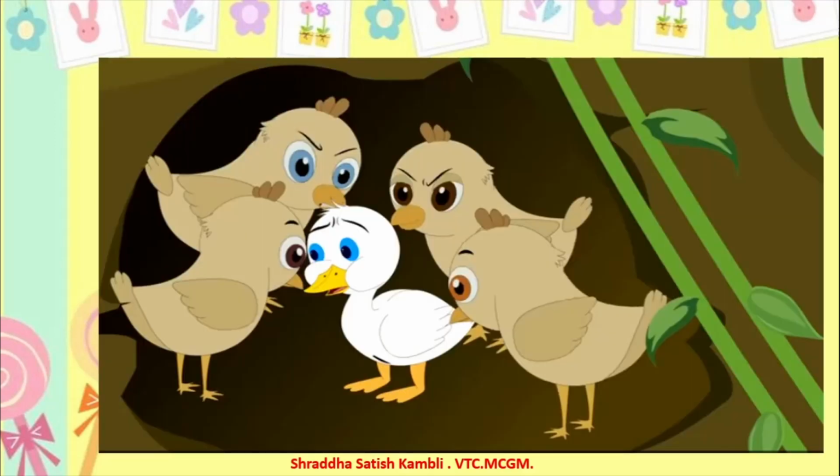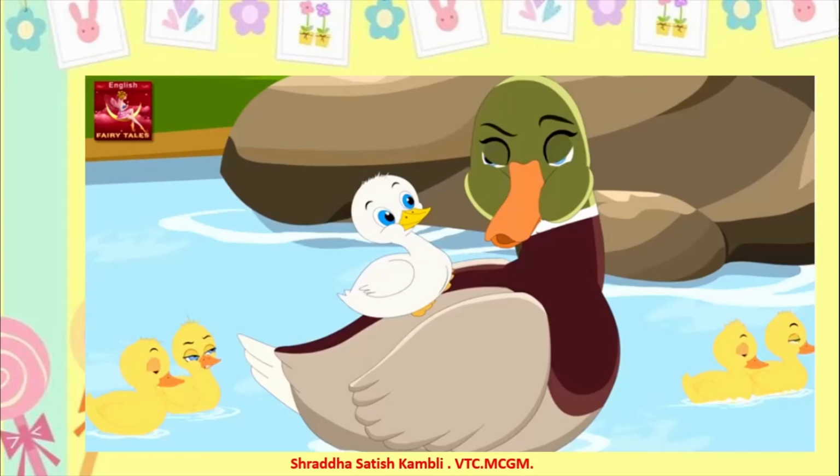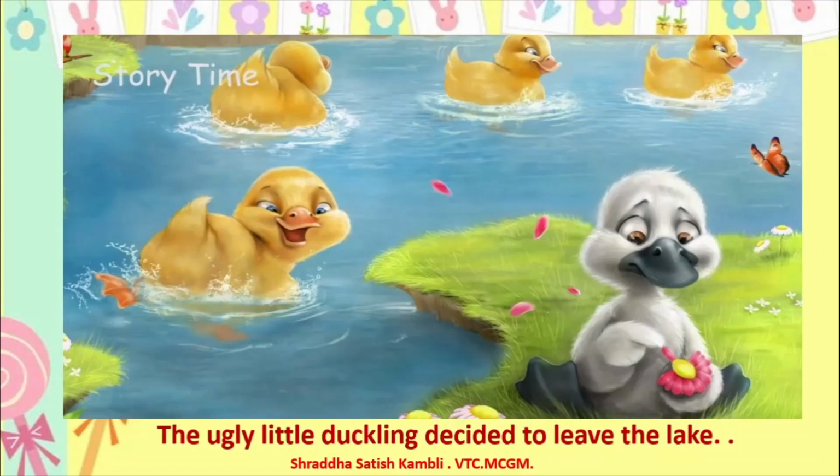There were other animals also around the lake which used to trouble the poor duckling. So it was not only his own brothers and sisters, but even other animals around the lake used to trouble him like anything. But his mother used to always love him. Okay? His mother never troubled him. She used to always love him.